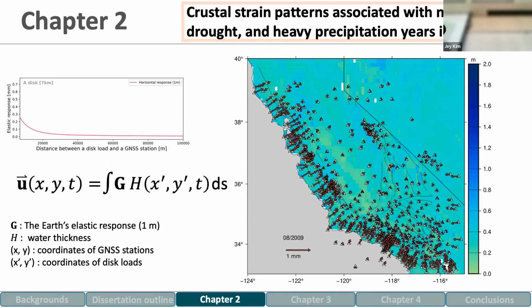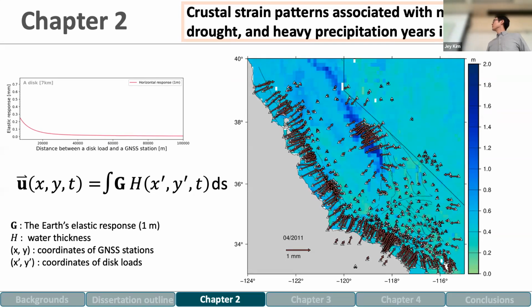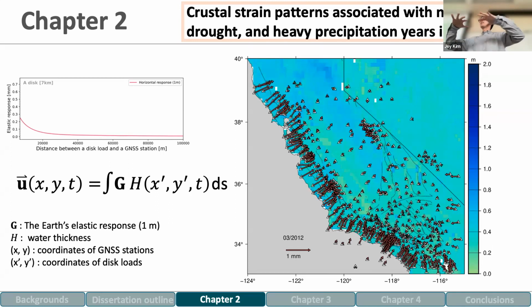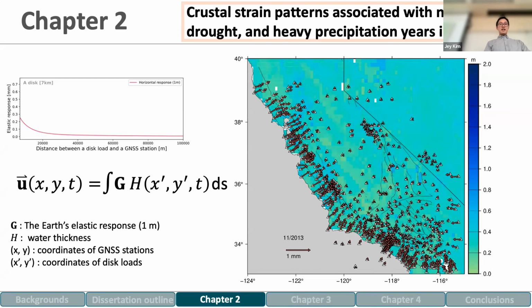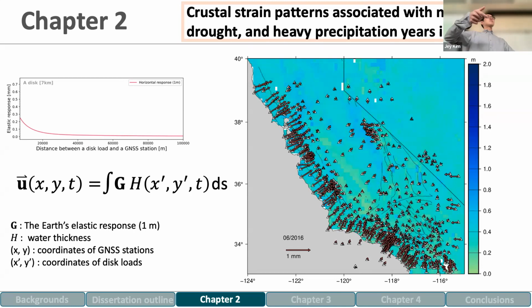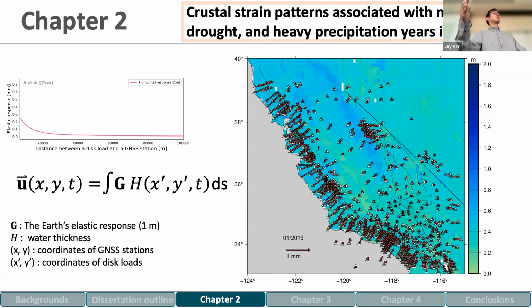You can track time here, and they are moving back and forth. When you add water, they are moving in. When you lose water, they are moving away. The color is showing the precipitation amount per unit of time. Sorry about that, it's the water equivalent thickness in meters. So the bluer the color you see, the thicker the water is. I forgot to explain that color.